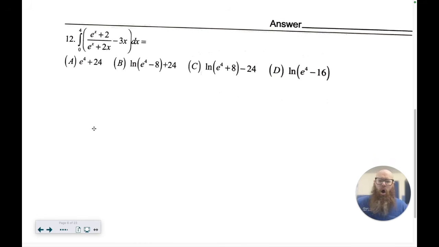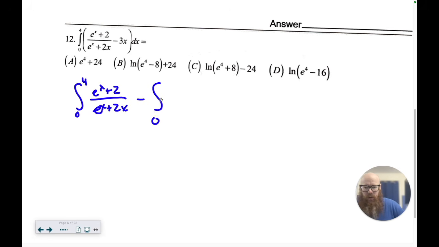All right, on to number 12. So what I'm going to do is two things. I am going to split this up into two different integrals. These should each have a dx. All right, so this first integral, I'm going to use u substitution. I'm going to make u the entire bottom.